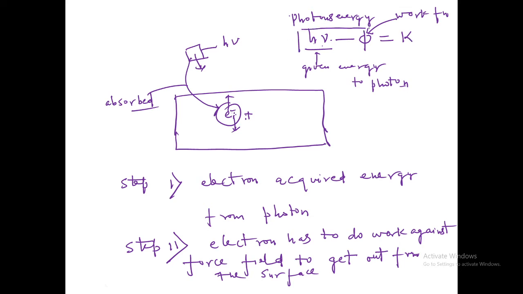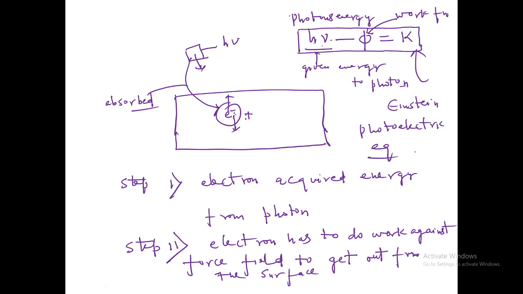So this equation is known as the Einstein photoelectric equation. We are doing nothing but simply taking an audit of energy: h nu is the energy acquired by an electron, phi is the energy lost by the electron in the course of going out from this metal, and K is the rest of the energy with which the electron comes out.